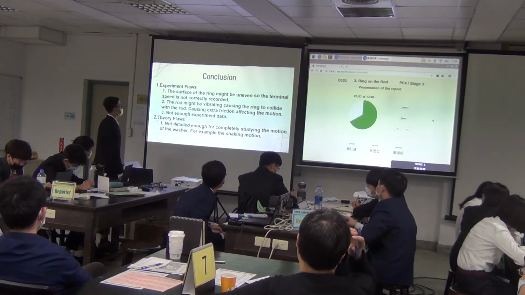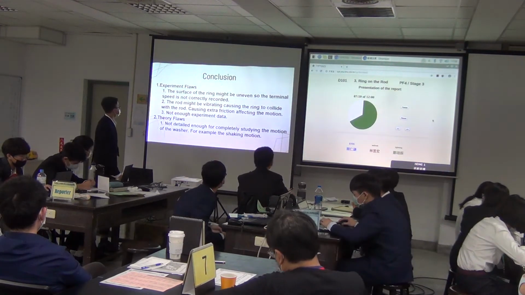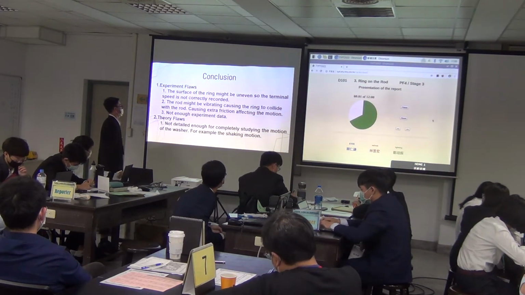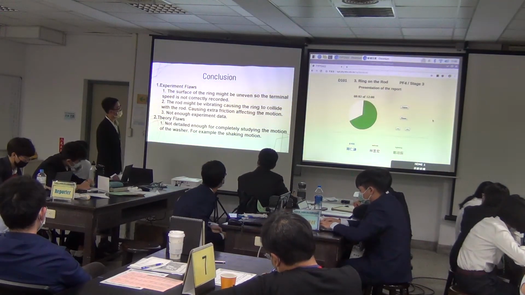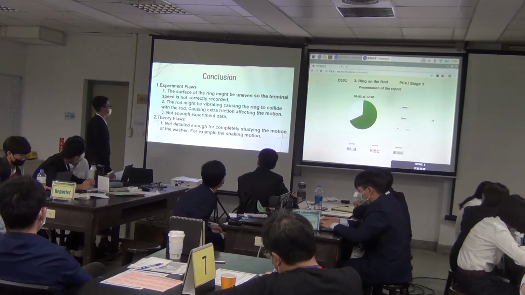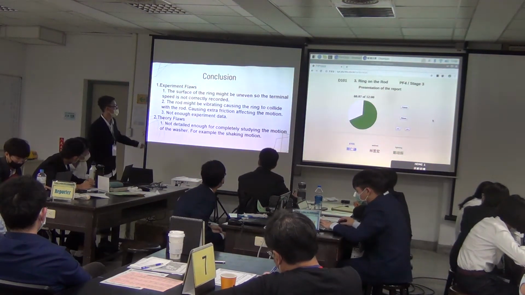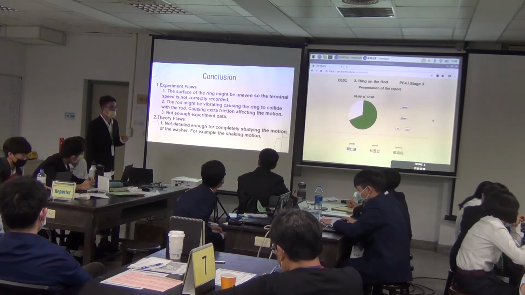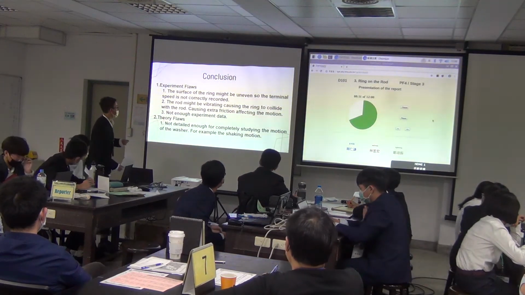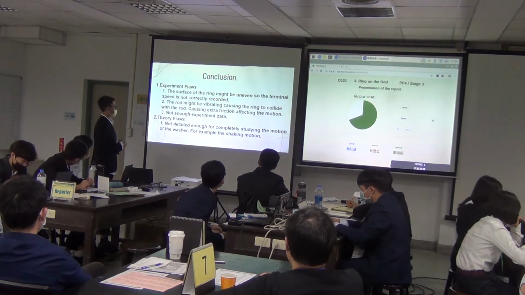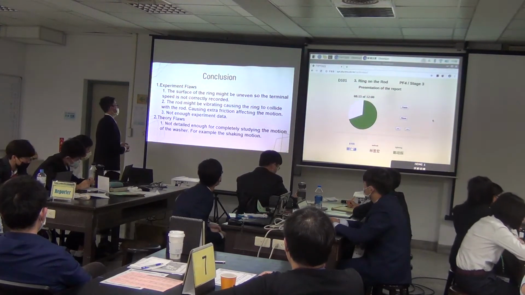And here is our conclusion. First, we're going to talk about the flaws in our experiment. The surface of the ring might be uneven, so the terminal speed is not correctly recorded. And this means that maybe our ring is not a complete circle, so that will cause extra friction or something.